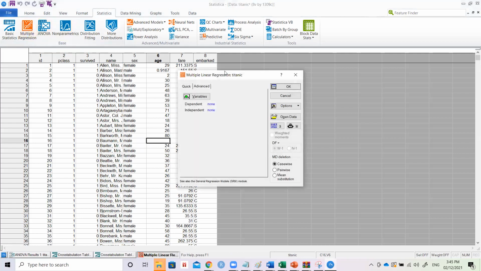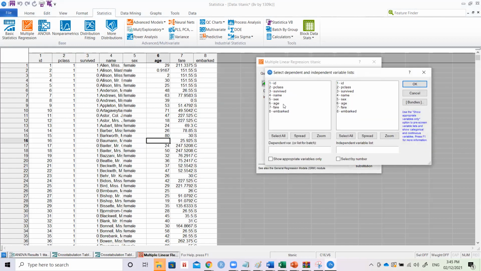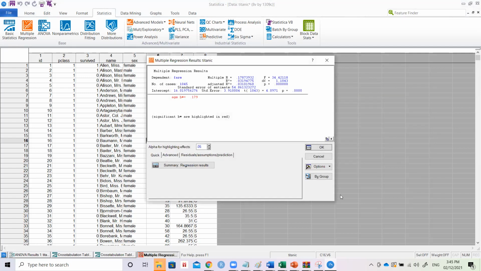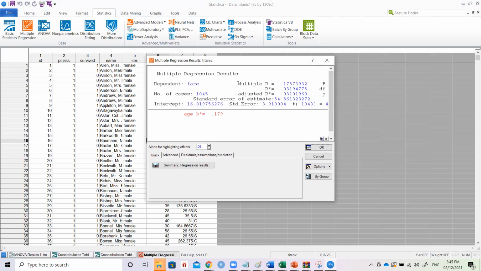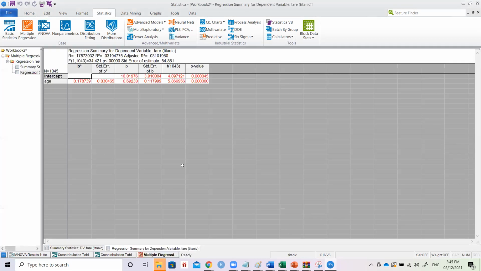So multiple regression, that's what we're gonna use. Variables, the dependent one is the one being predicted, so that's fair. Independent variable, we want to predict it using age. And so ito yung results niya. As usual, the intercept is 16.01. Summary regression results. So 16.01 plus 0.69 times age. That's how you interpret them.